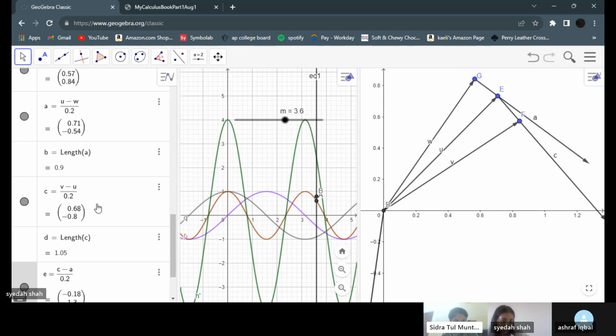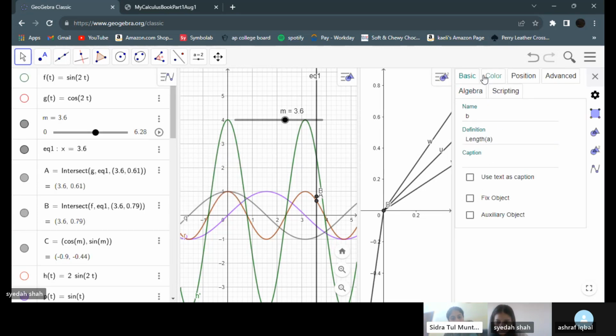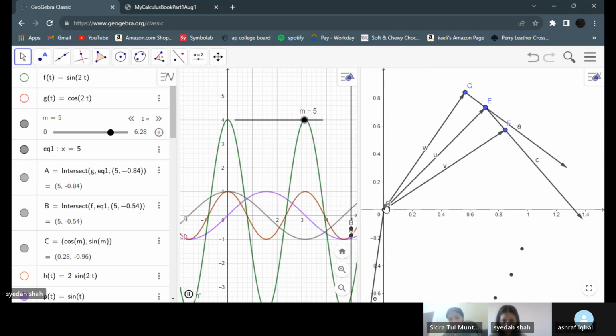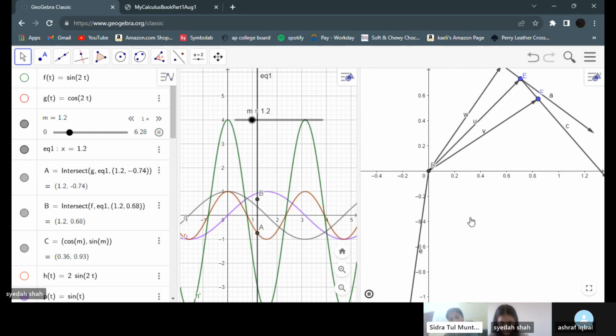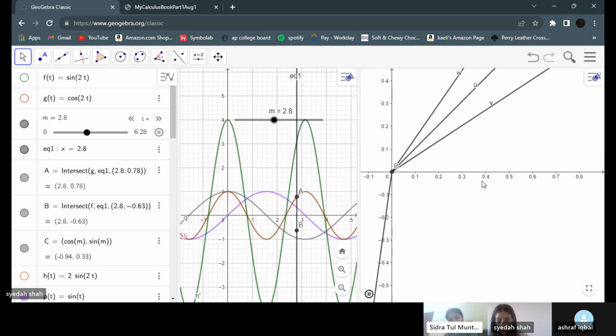So now the length of the vector A has become 0.9. You need to open the trace of A and move it. Not this, the point, the slider M by which we were tracing the circle. Yes, that was the point. Move it. No, zoom it more. Yeah, now arrange your points.